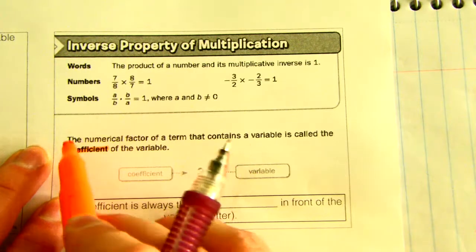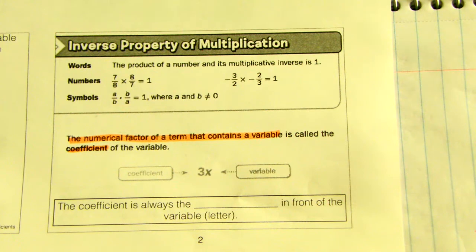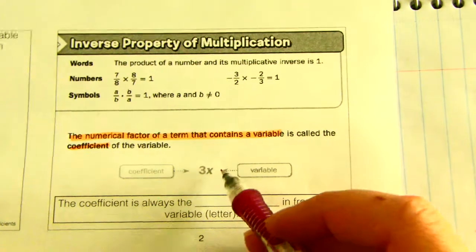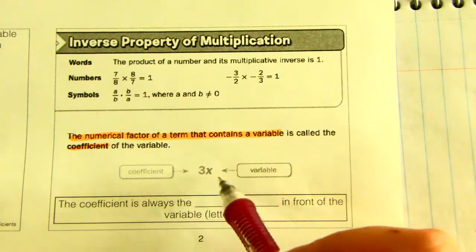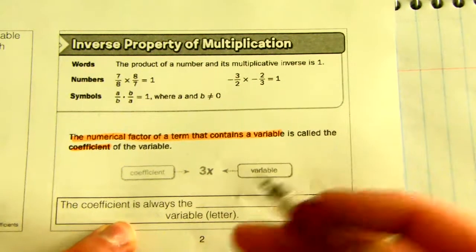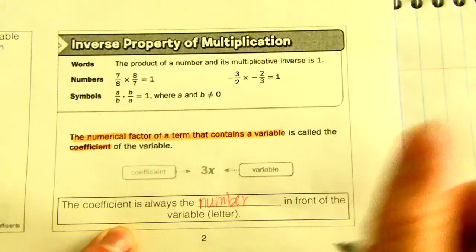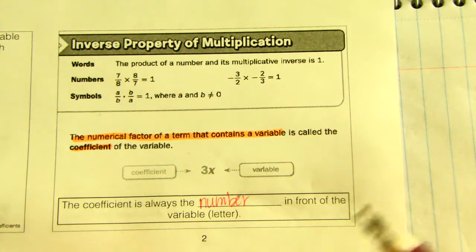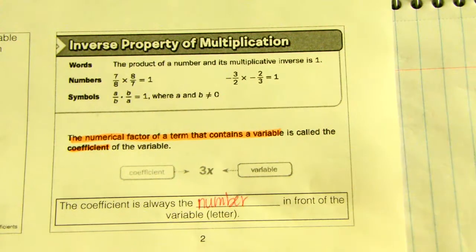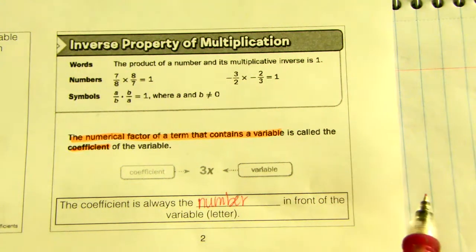Coefficient is our second vocab word. The numerical factor of a term that contains a variable is called a coefficient. So they gave us this monomial right here, 3x. The coefficient is the 3 and the variable is the x. So I always think of the coefficient as the number in front of the variable, or it's always the number in front of the letter. So we're always going to go to the side with the coefficient, and we're going to multiply by its reciprocal.